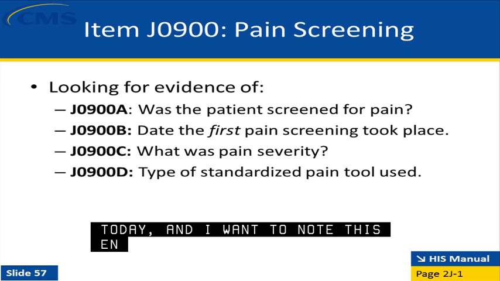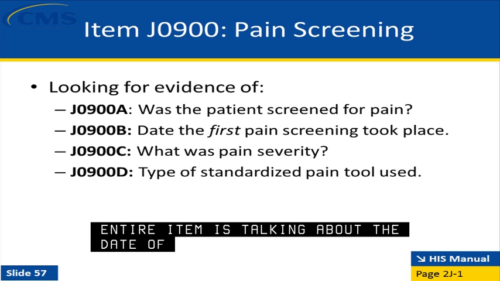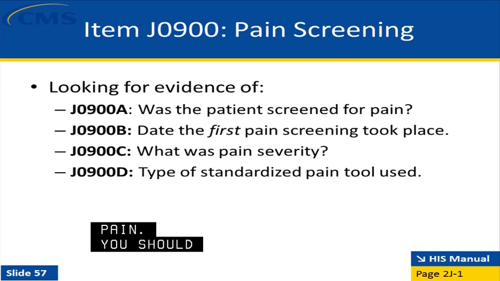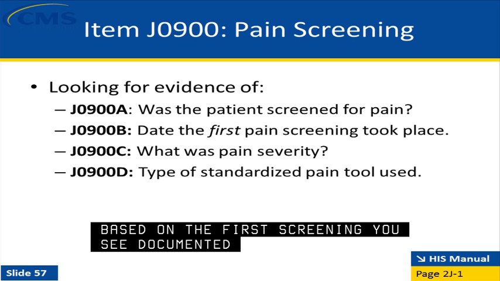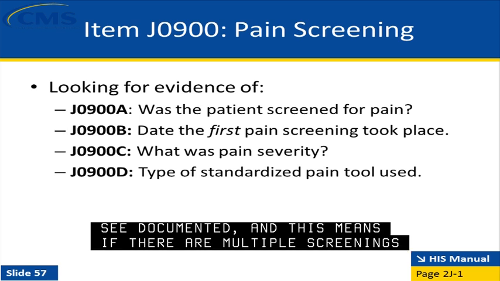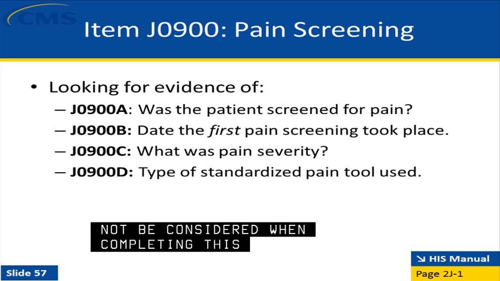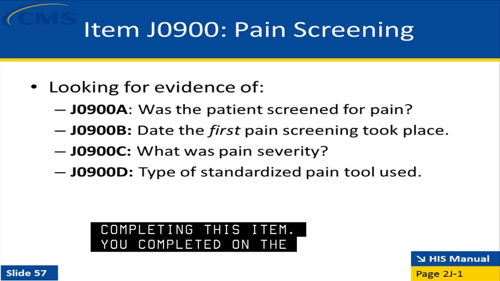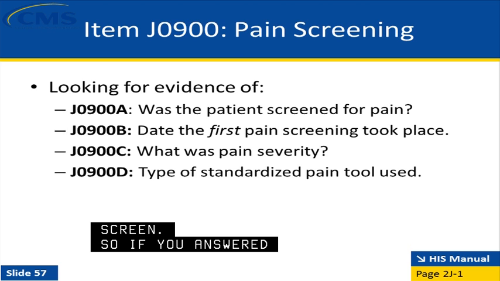So you should complete this item based on the first screening that you see documented in the clinical record. This means that if there are multiple screenings documented, those should not be considered when completing this item. You complete it just on the first dated screen. So if you answered yes to J0900A, you would record the date of the first pain screening here in J0900B.